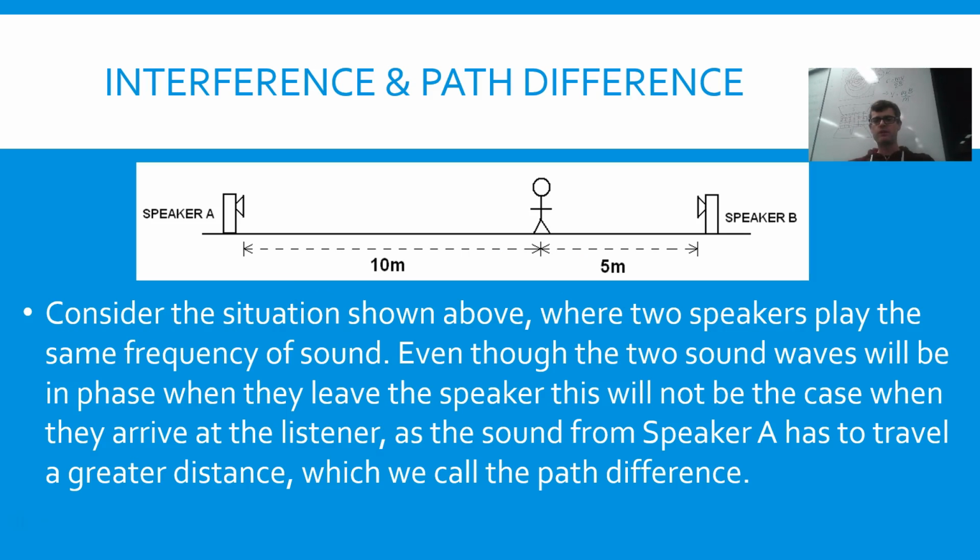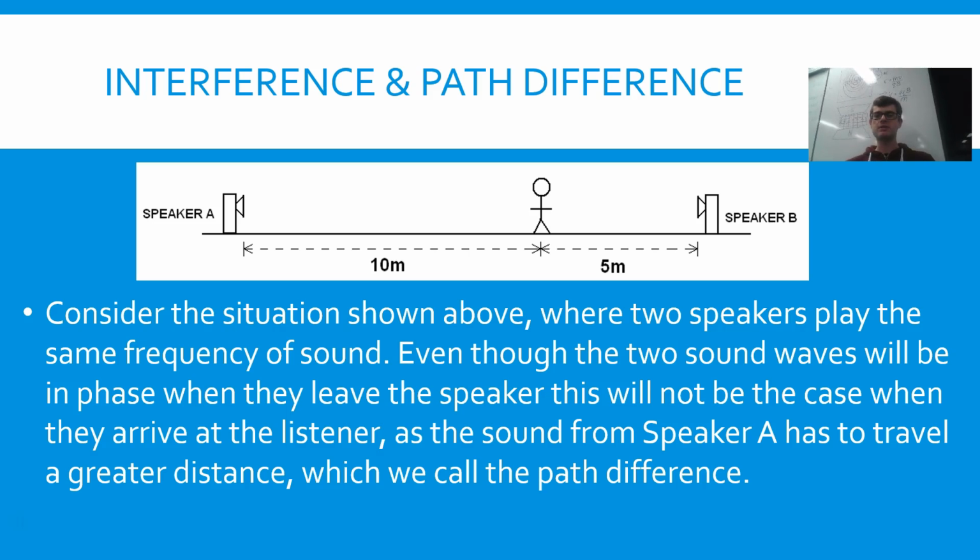So we're going to have a look at a quick example here. We're going to keep it simple, we'll keep it in one dimension, and we're going to use sound waves. So in the situation here, you have a man or a woman, let's not be sexist, a man or a woman sat between two speakers, A and B. So in this case, they are 10 meters from speaker A and 5 meters from speaker B.